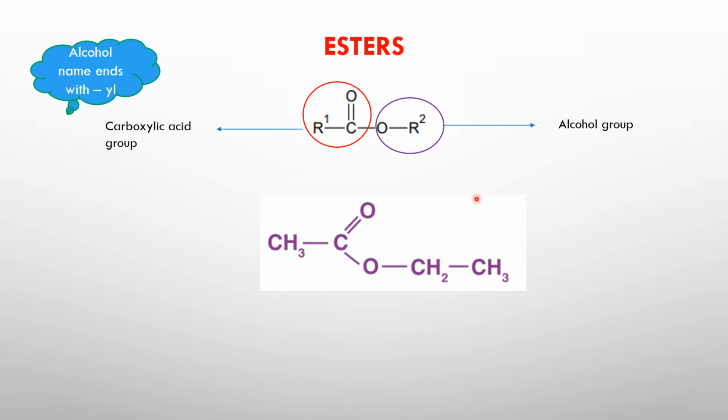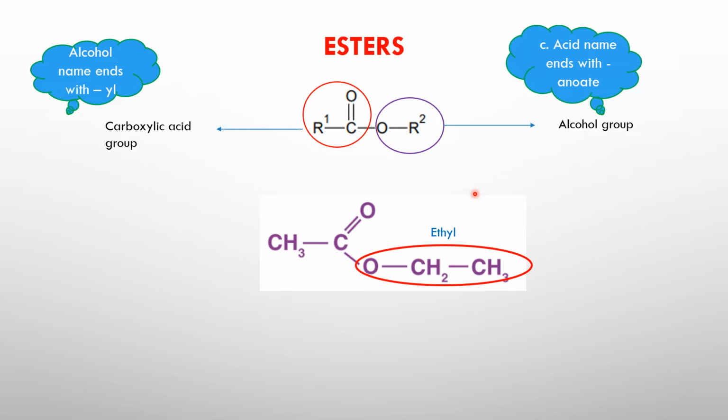The carboxylic acid name is going to end with anoate. So the first part that is drawn here is the carboxylic acid of the molecule. That's the carboxylic group of the ester molecule. So two carbon atoms are there. The prefix is eth. So this ethanoic acid will become ethanoate.